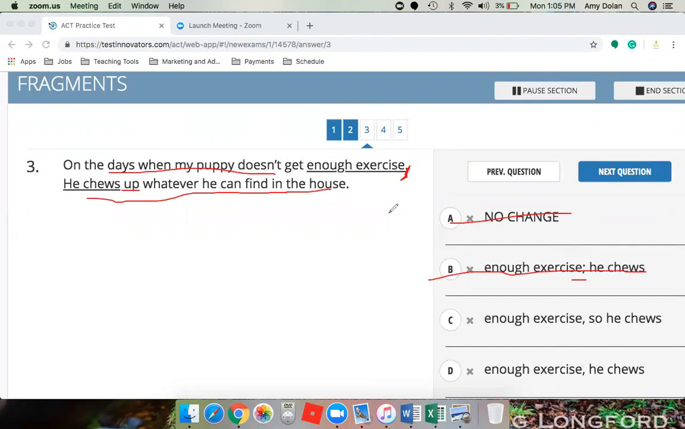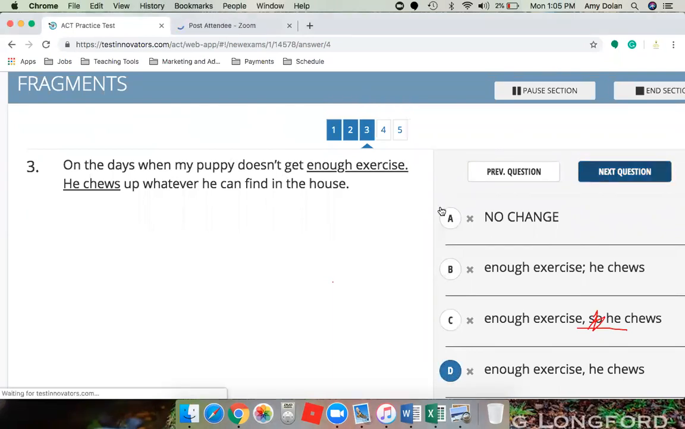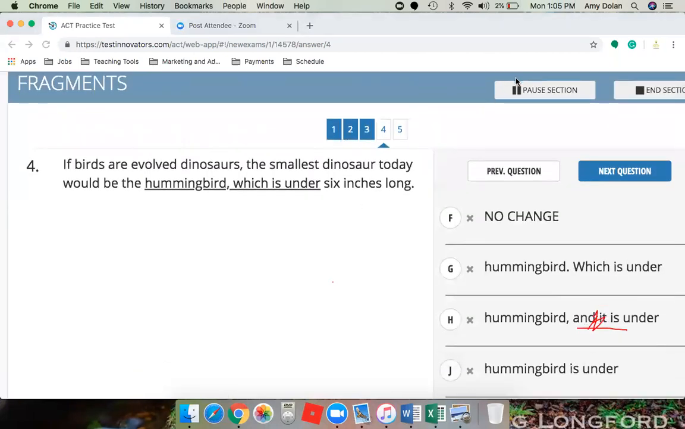Could be this one, because when you join a complete sentence to this other one, you can use a comma and a conjunction. If you just use a comma, that's also fine for a complete sentence and an incomplete sentence. But do we need the so? So he chews. I don't think we necessarily need the so. So it would have to be the last one. On the days my puppy doesn't get enough exercise, comma, he chews up everything he can find in the house. That one would join a dependent clause to an independent clause.